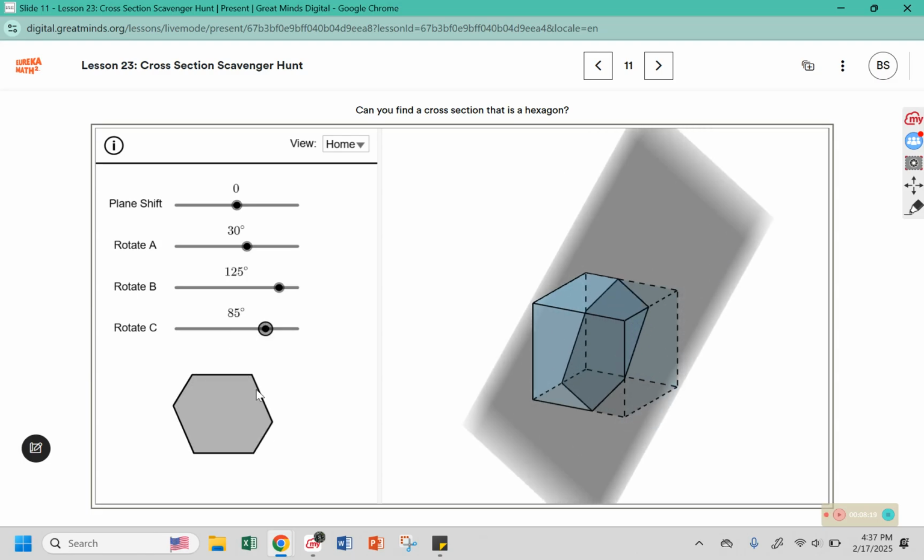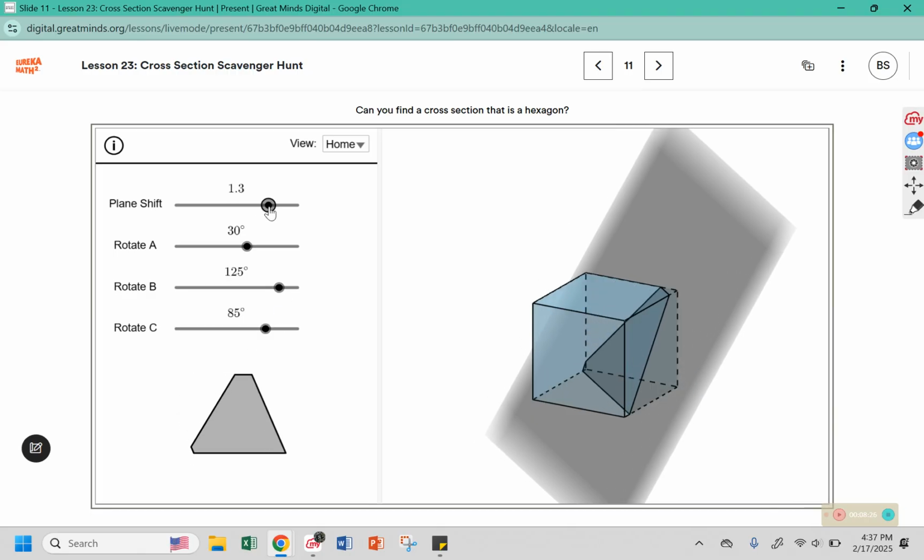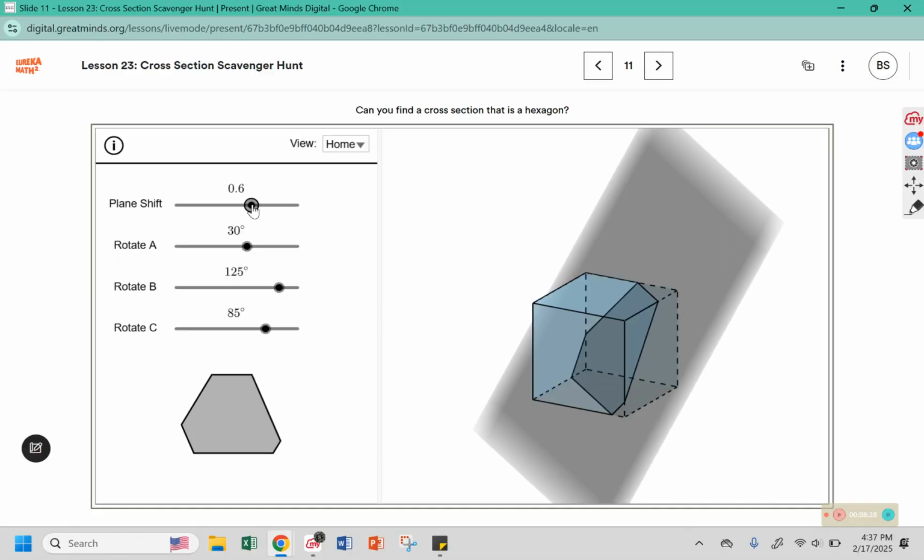Here's one, two, three, four, five, six. And as you can see, there's multiple hexagons that we could create. One, two, three, four, five, six.